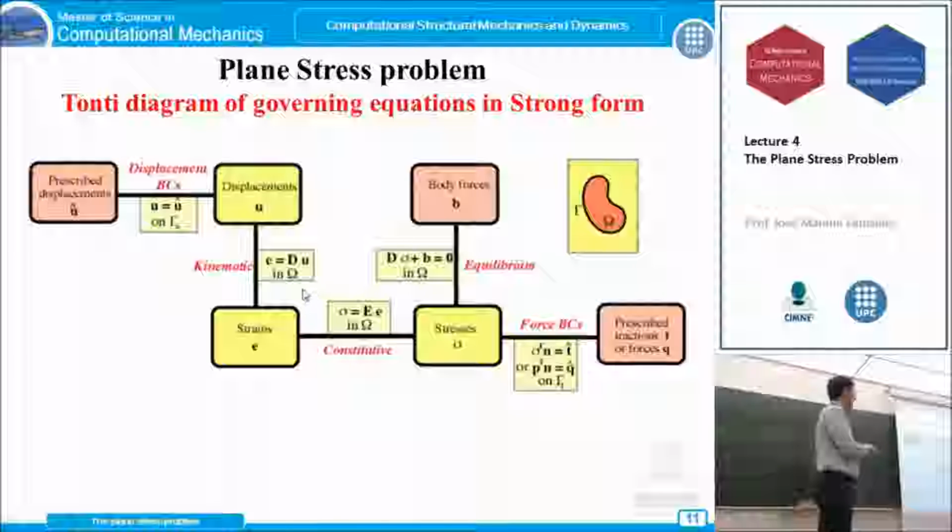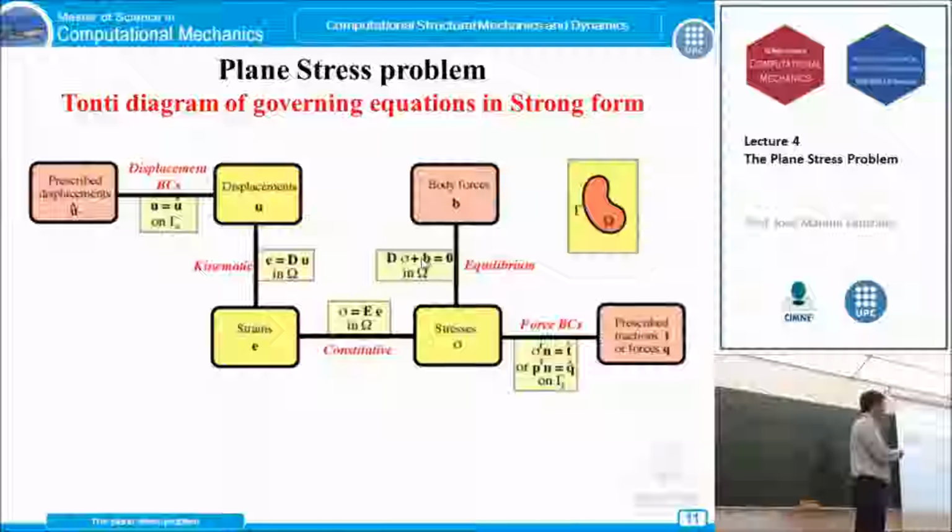And here we have this Tonti diagram of the governing equations, where the yellow squares are the unknowns, and the red ones are the data, the problem data given to solve the problem. Again, we have the displacement as a primary variable related with these strains using these kinematic relations. Same equation we have just seen in the last slide. Relation between strains and stress is the constitutive law in all the domain, and these three squares are the three magnitudes we wanted to find to solve our problem.